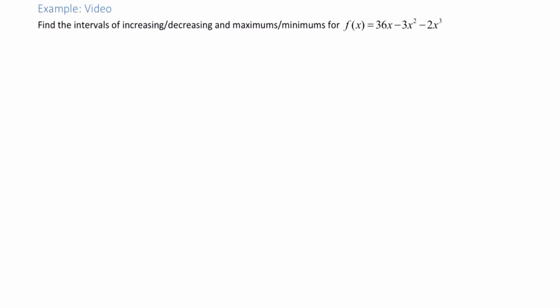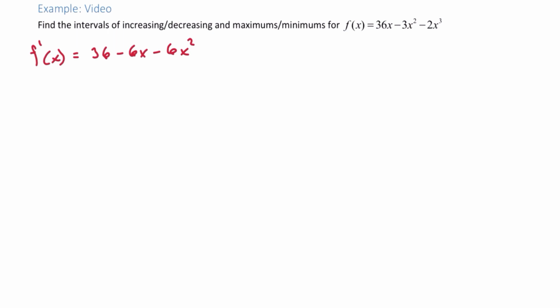Find the intervals of increasing, decreasing, and maximum minimums for f of x. We'll start by using the derivative to find intervals of increase and decrease. The derivative, we get 36 minus 6x minus 6x squared.